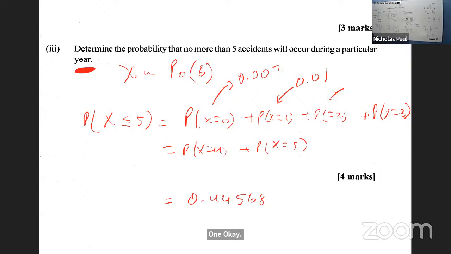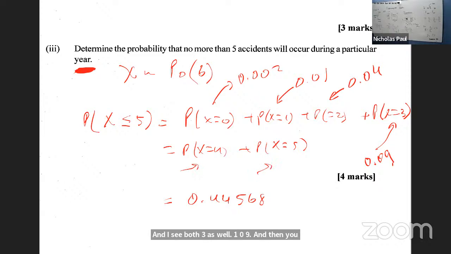Okay, next. What do you get for X equals to 2? 0.04. And x equal to 3 is what? 0.09. And then you have 4 and 5, right? So if you get it wrong, we might change the values, right? Okay? I'm going to make sure that you do it.